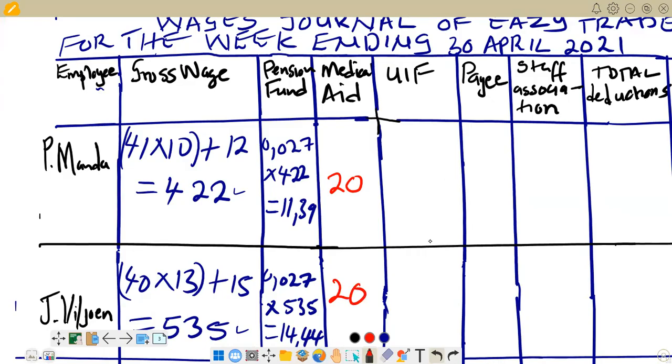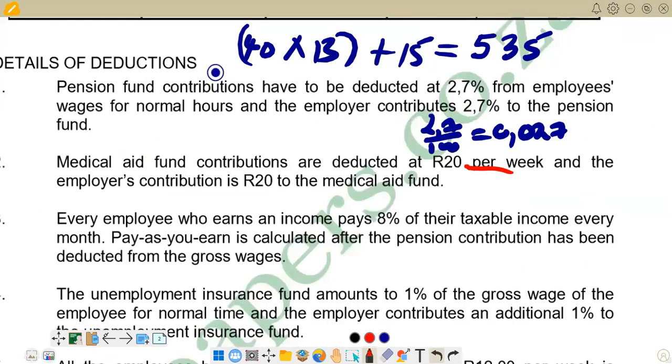So the next one is UIF. We go and check what we have in terms of UIF.